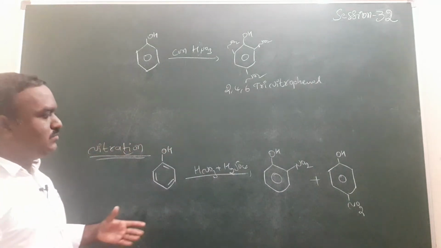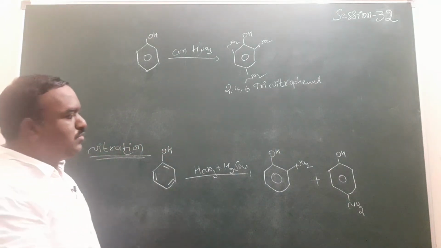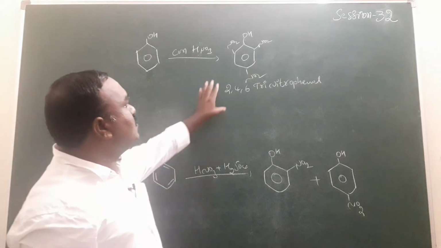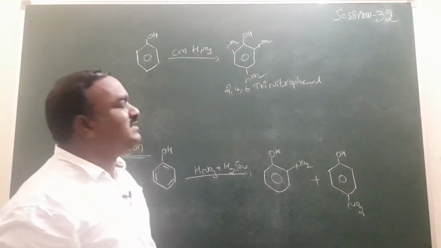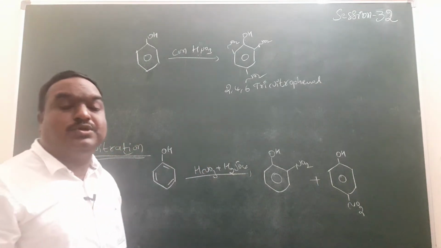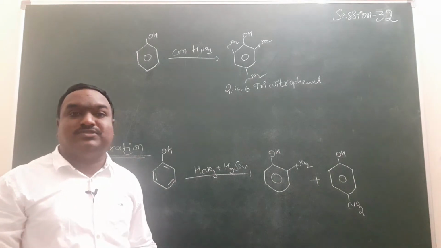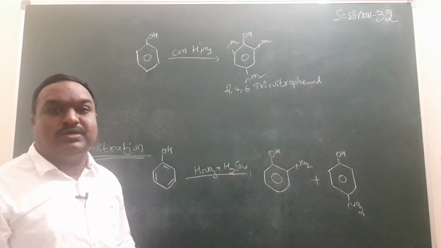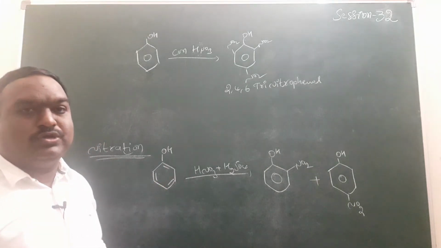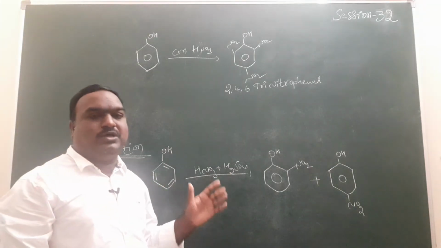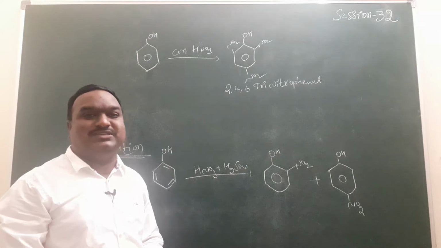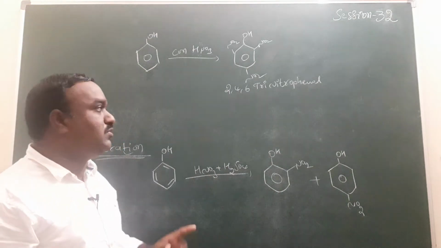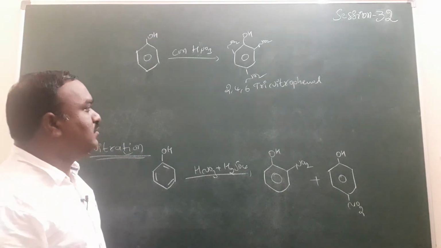Trinitrophenol. According to acidity, when compared to the ortho and para compounds, the acidity of 2,4,6-trinitrophenol is more due to the presence of 3 electron withdrawing groups. How many NO2 groups are there? 3 groups. So due to those electron withdrawing groups, the acidity of the compound is more here.